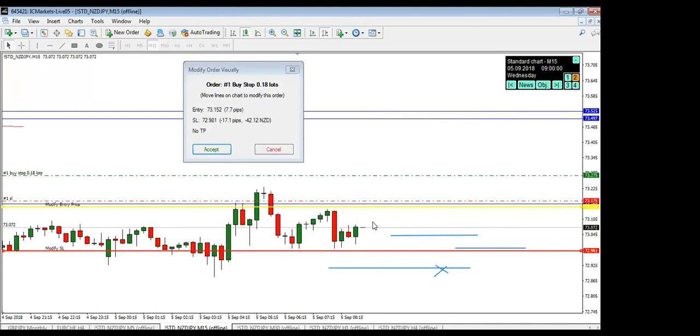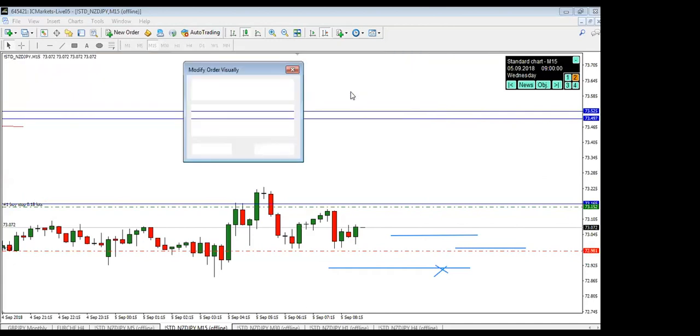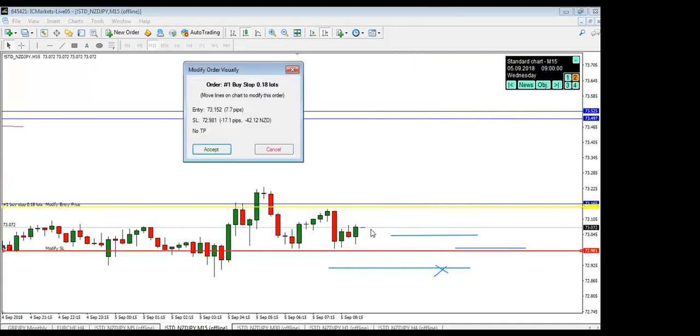All right, so do me a favor. Just do this for me then. No, don't do that. Modify. Make an aggressive entry. Move your entry to 73.10.05. Correct. Stop loss 12 pips. And then go for 30 pips take profit.